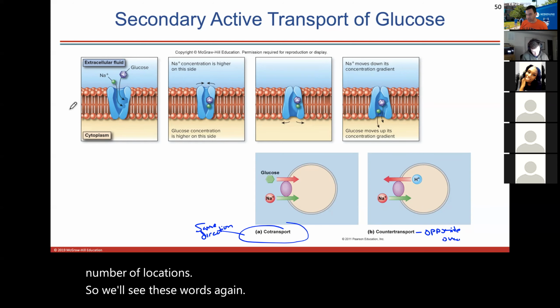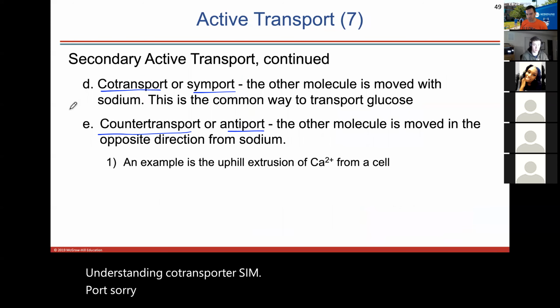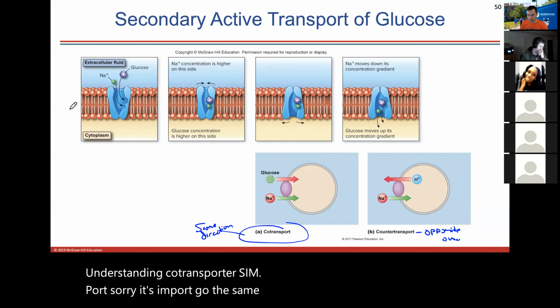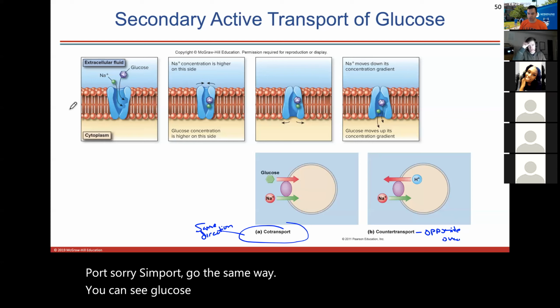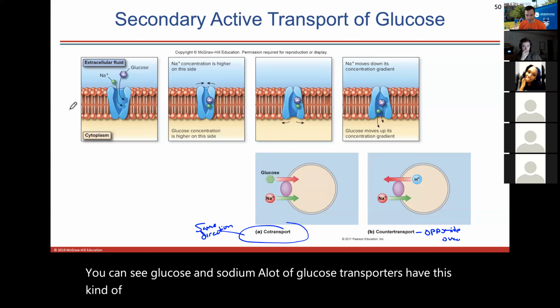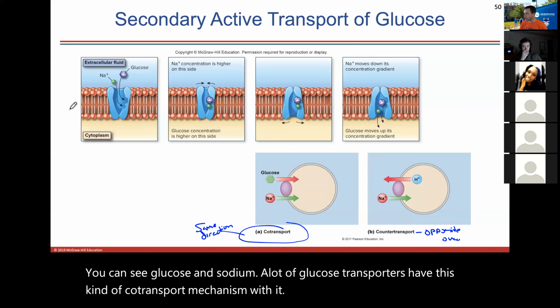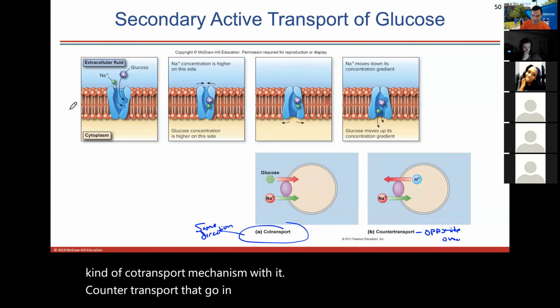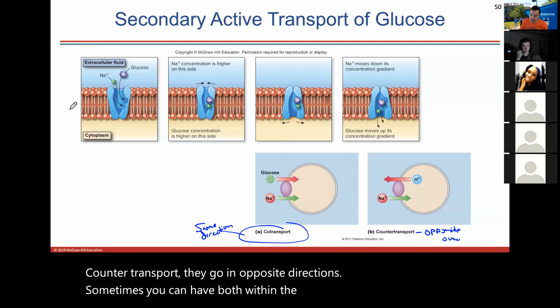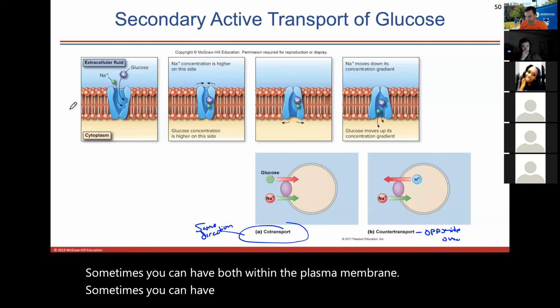Understanding co-transport or symport: they go the same way. You can see glucose and sodium. A lot of glucose transporters have this kind of co-transport mechanism with them. Counter-transport, they go in opposite directions. Sometimes you can have both within the plasma membrane.